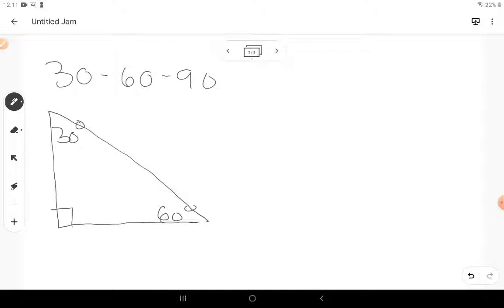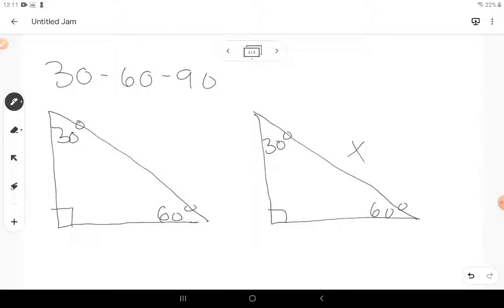There's a special relationship, or special ratio, of the sides of a 30, 60, 90 triangle. And that special ratio is this. The side opposite the 90-degree angle is x. The side opposite the 60-degree angle is going to be x multiplied by the square root of 3 over 2. And the side opposite the 30-degree angle is 1/2 of x.